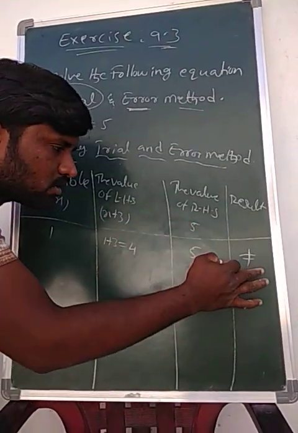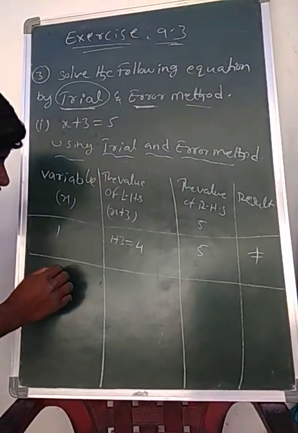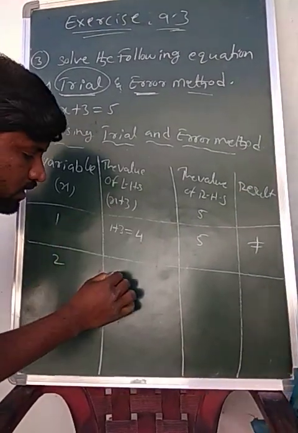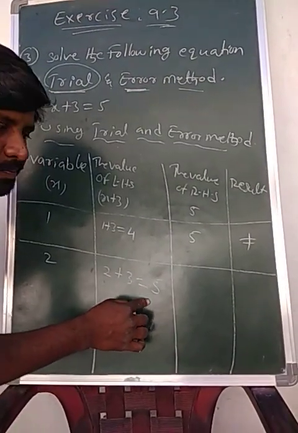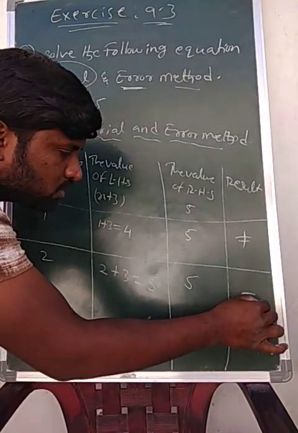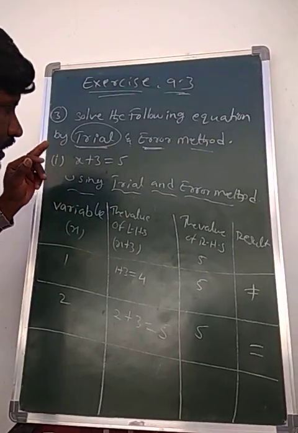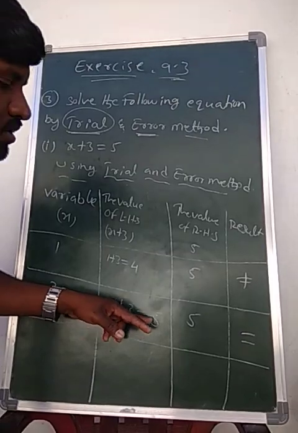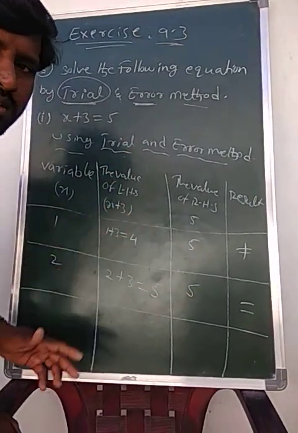LHS, RHS not equal. Next, I'm going to take the x value as 2. Then in the place of x, I'm going to write 2. Then 2 plus 3 is equal to what? That is 5. The RHS part value is 5. 5, 5 equal. So this is the required solution where the equation satisfies. The equation is satisfied when x is equal to 2, then LHS is equal to RHS. Okay, so this is the trial and error method.